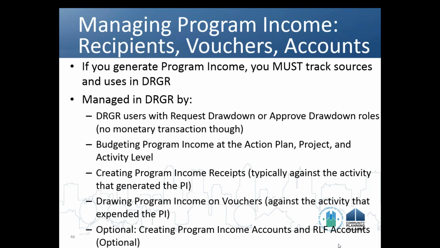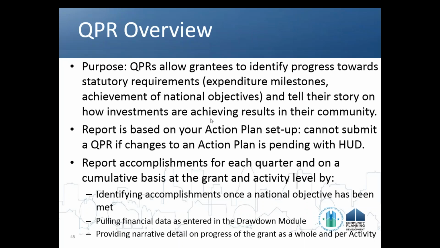We're going to go into QPRs next. Quarterly performance reports. QPRs allow grantees to identify how you're doing. What's your story? What have you been doing? You're going to tell the story both by your milestones financially and by how you've achieved any national objectives through your activities. You're going to do it in narrative form, but also by filling out all the different information you put in your activity, how you met those proposed accomplishments. Okay. The report, again, is based on your action plan setup.